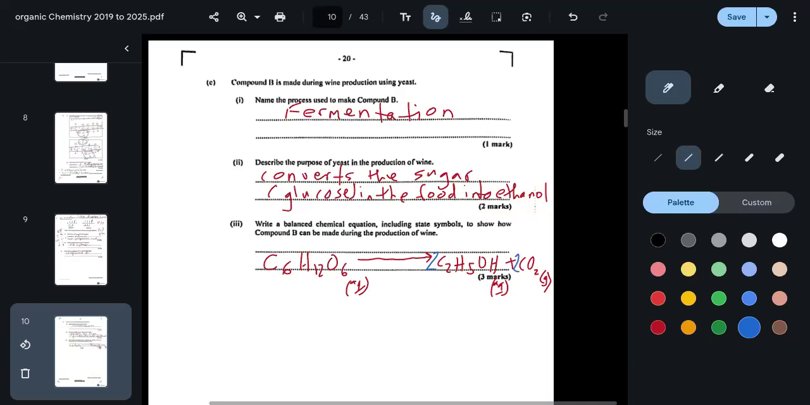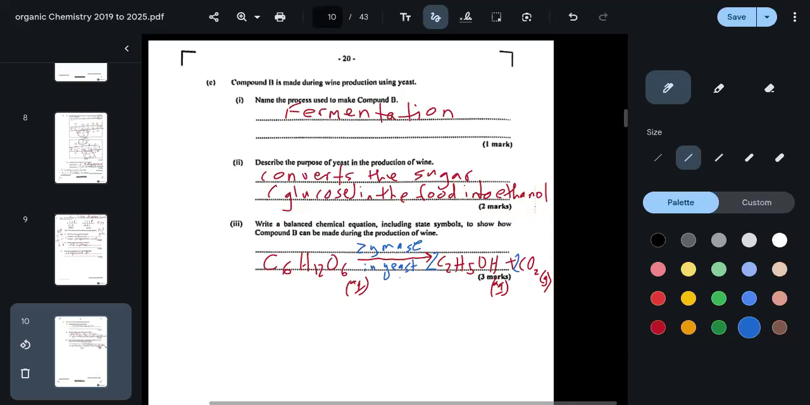And over the arrow, the enzyme in the yeast is zymase. So if they ask you for the name of the enzyme, it's zymase. So the zymase is the enzyme in the yeast. All right. So you're converting glucose into ethanol. So this is anaerobic fermentation. So there's no oxygen involved in this process.